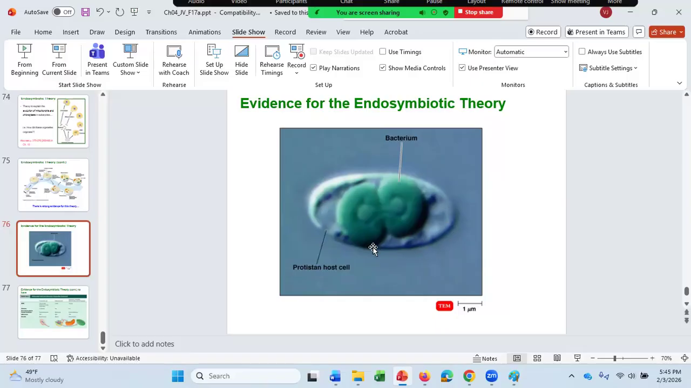Here we're looking at a paramecium, which has engulfed algae, and the paramecium is giving the algae a home, giving it light and giving it CO2, and then the algae is taking the light and the CO2 in the water to make glucose from carbon dioxide, and then it shares the glucose with the paramecium.